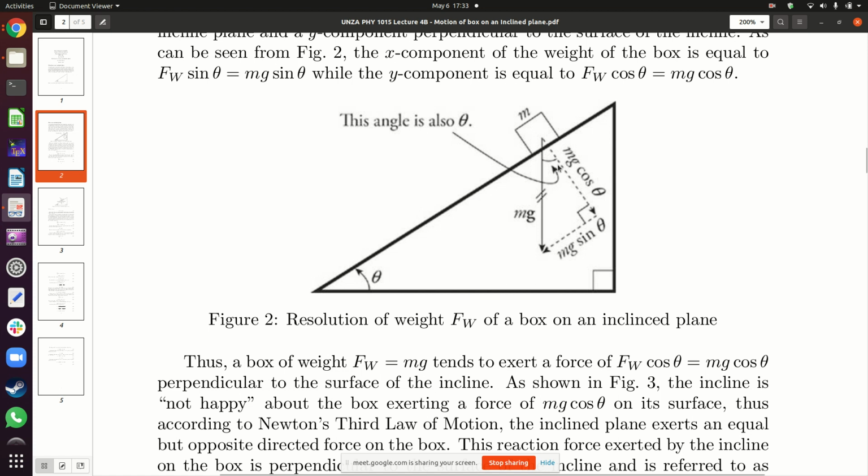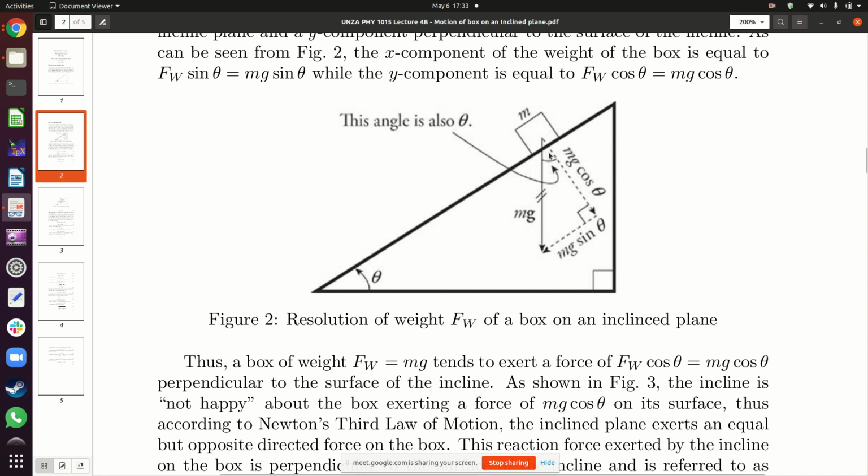Now the lucky bit in this case, due to geometry, is that this angle between mg and the y-axis is also equal to theta, the angle of the incline. So this angle between the weight and the y-axis is equal to theta, as indicated here. Is this clear? Yes, it is clear.